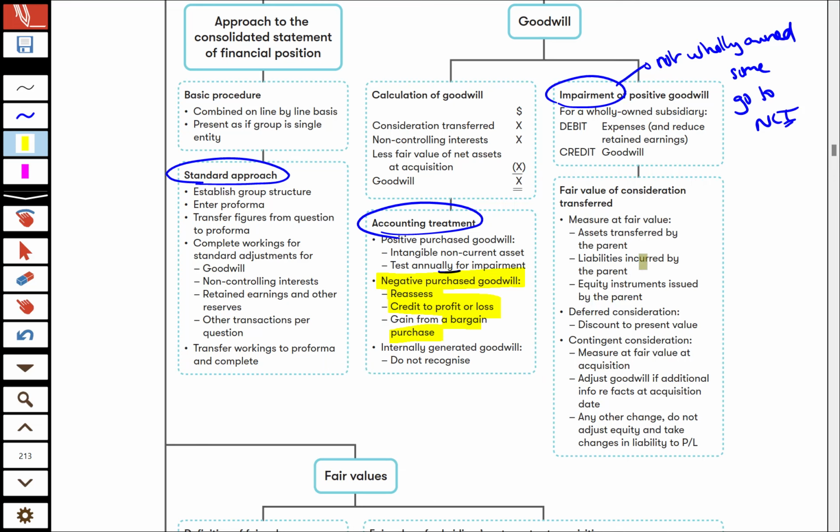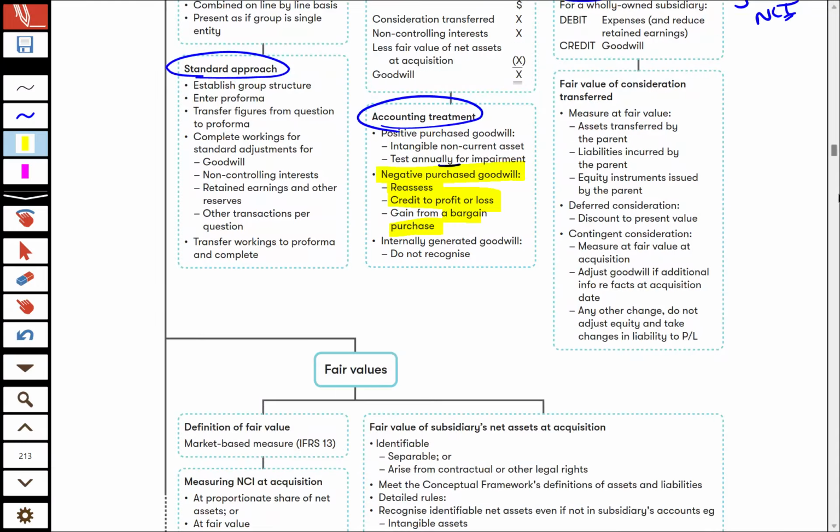Normally, we don't recognize internally generated goodwill, but obviously if it is purchase goodwill, we're paying that premium as part of acquiring a subsidiary, then that's when we do show that positive goodwill on our consolidated statement of financial position. We've looked at fair value measurements there, so we must show our assets at fair value. We've looked at how we account for consideration as we're acquiring a subsidiary. So measuring obviously assets at fair value, liabilities. We've looked at deferred consideration, discounting that to present value.